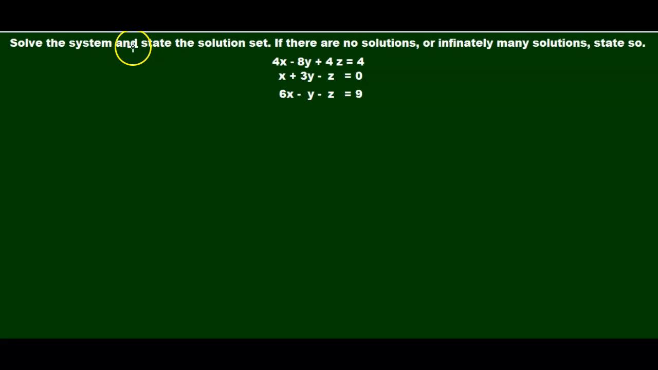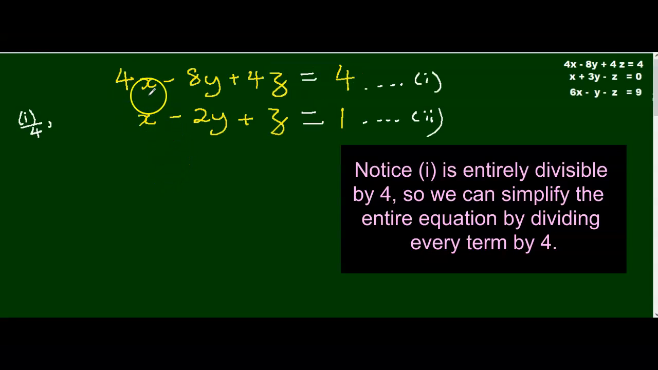Solve the system and state the solution set. If there are no solutions or infinite solutions, state so. So I wrote my first equation, 4x minus 8y plus 4z equals 4. I call it equation 1.